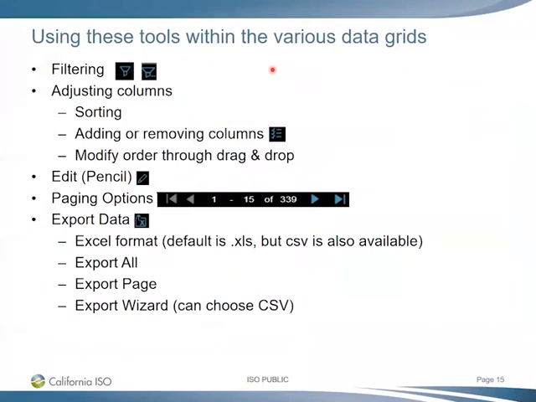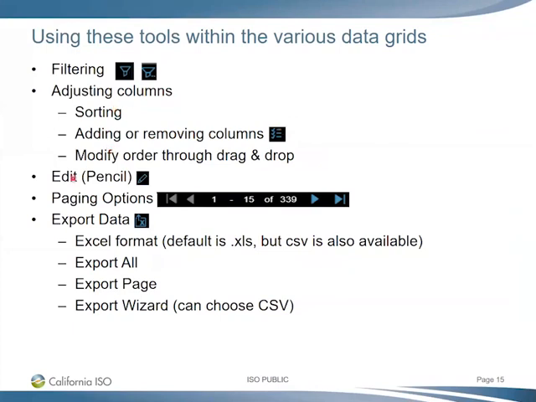I mentioned that there are some common functionalities between the grids and what you can do with them. I'm just going to cover them really quick here, but we'll go through some examples when we touch on specific grids. The filtering will look like these little funnel boxes. In particular, we have an inline filter and an advanced filter, and we'll talk about what those mean. For adjusting columns, you can drag and drop to the side, which modifies the order of the columns. You can add or remove columns from your view using the checkbox or checklist icon.